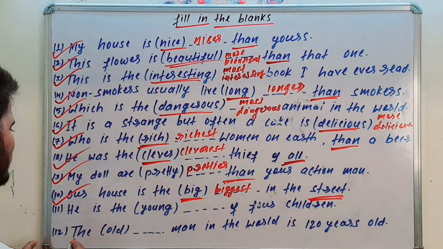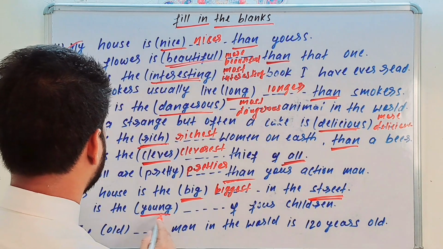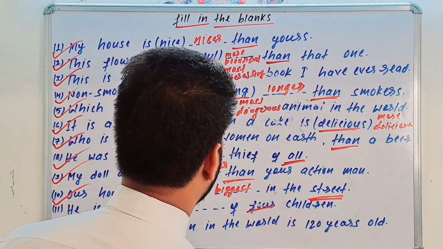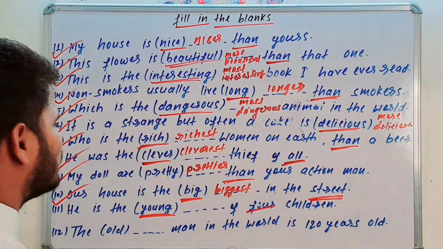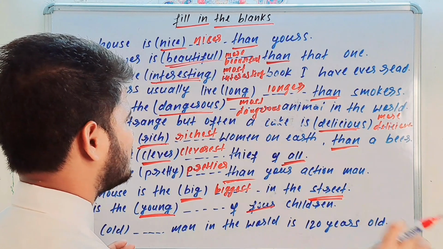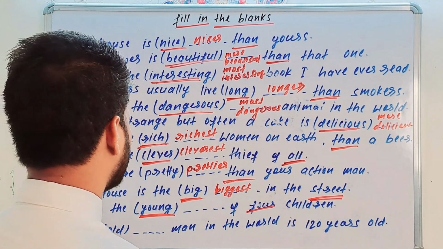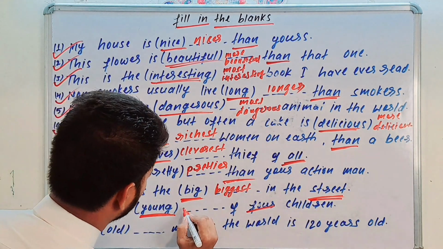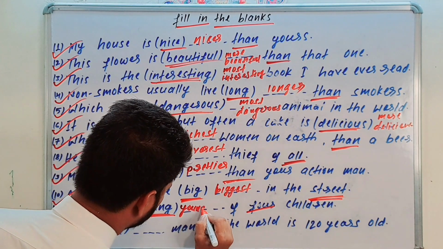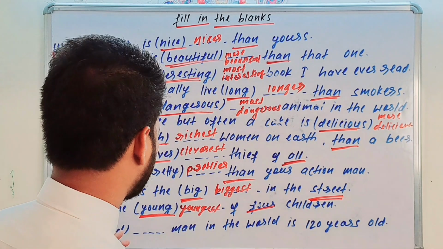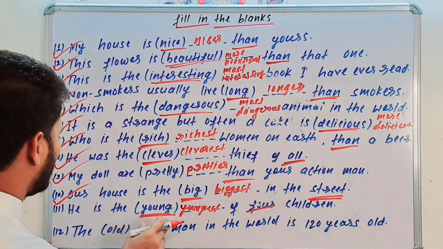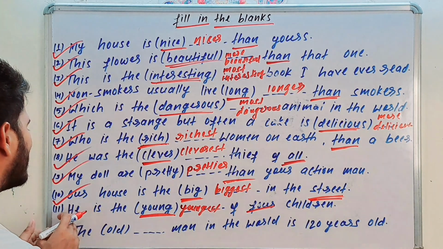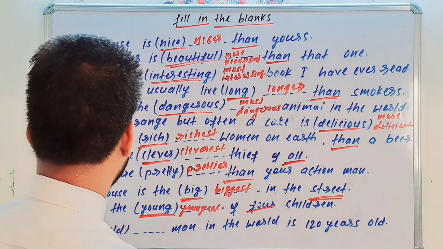Like the eleventh one, he is the young. This is the option you have. He is the dash of four children. Again, I told you, in superlative degree we select one in 4, 5, 6, any number, in all. So here, he is the dash of four children. Young, youngest of four children, use youngest. He is the youngest of four children.